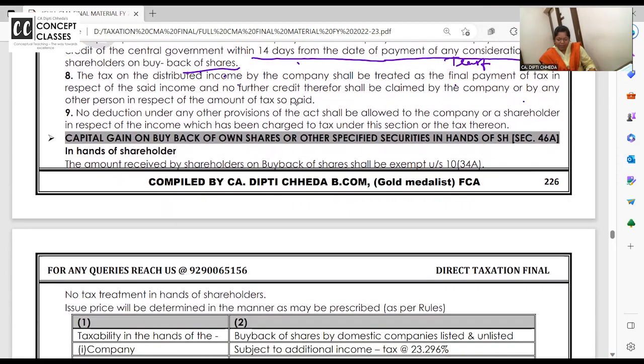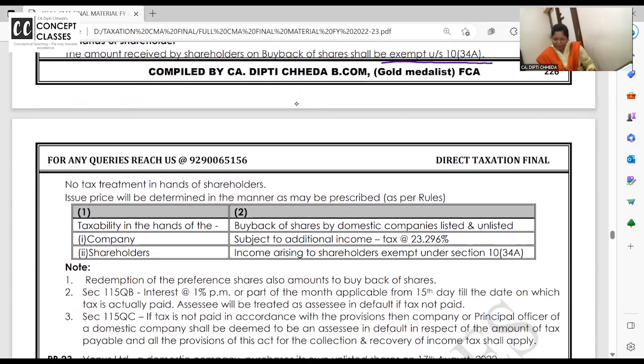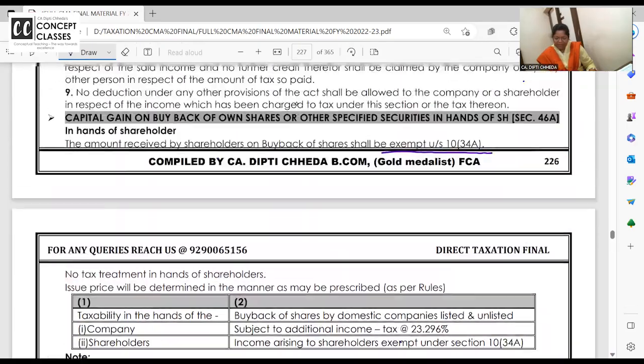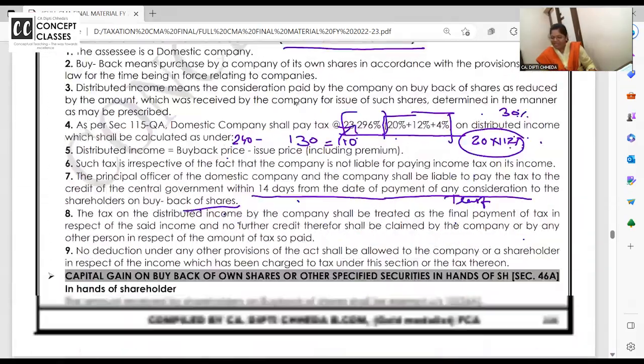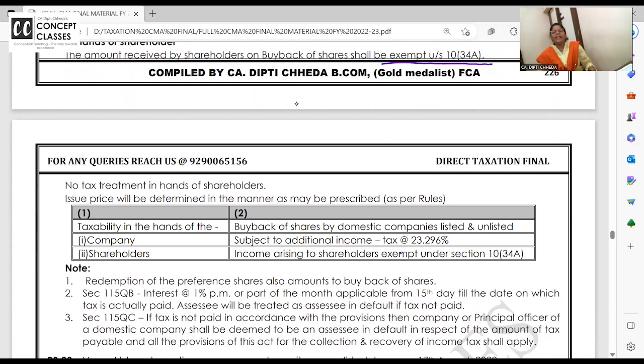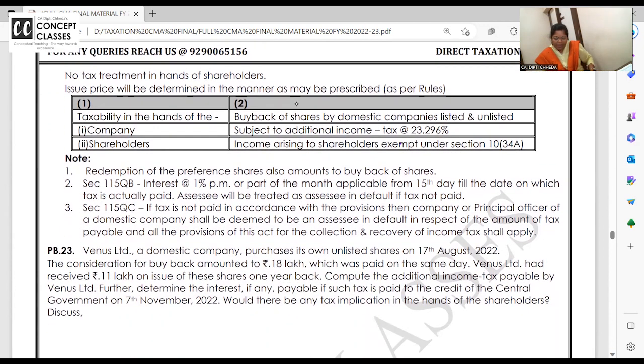Now, in the hands of the shareholder, ma'am, is the shareholder liable to pay any tax? Answer is buyback of shares is exempt in the hands of shareholders under section 10(34A). And company is liable to pay the tax. Is 115QA very clear to all of you? Simple. One line answer is company should pay the tax on buyback of shares at the rate of 20%, surcharge. Ma'am, surcharge also to be added? Yes, 12%. And cess.